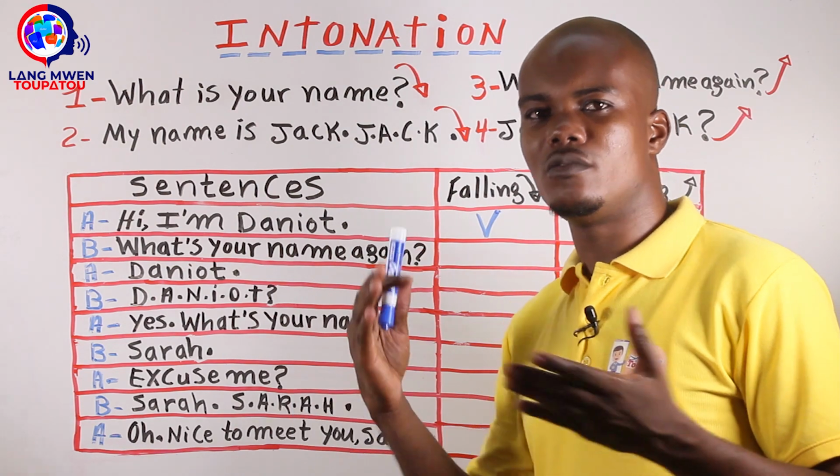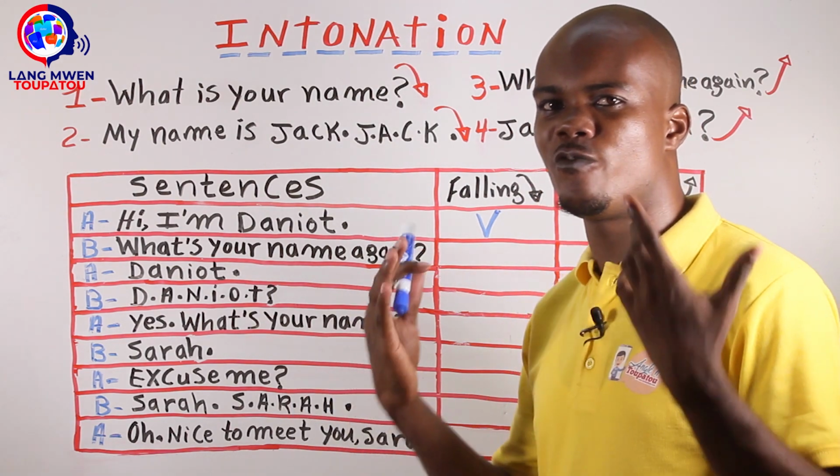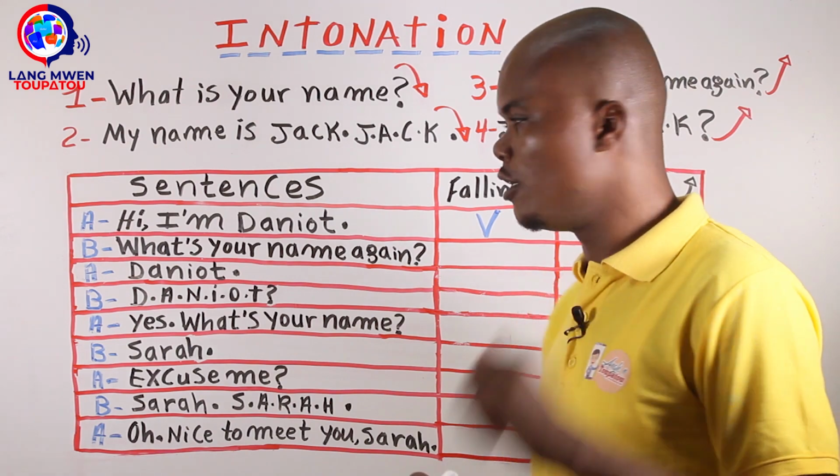Write R for rising intonation. Write F for falling intonation below in the comment. Let's go. Let's do it together.